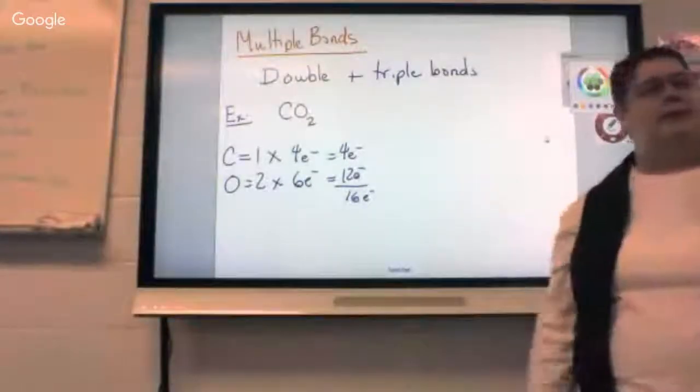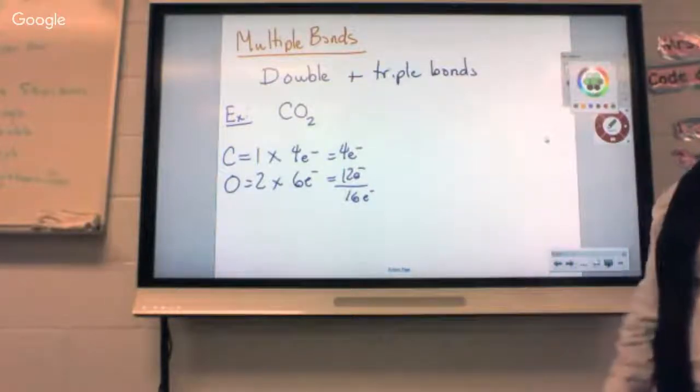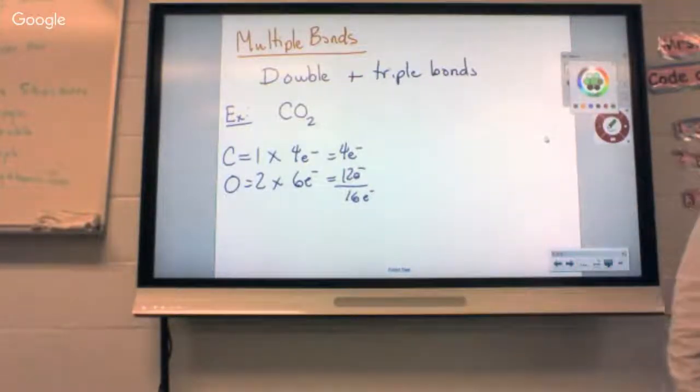What are we going to do to fix it? This is step 4, when I put in brackets. If everybody doesn't have 8, we have to fix it.